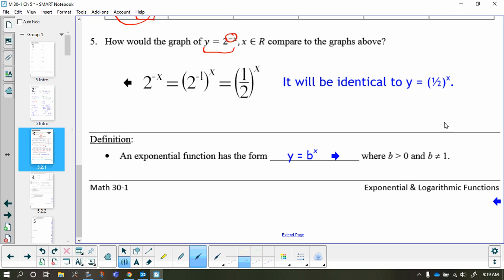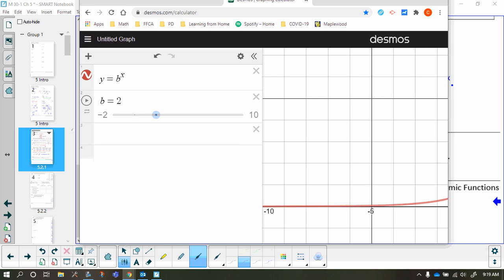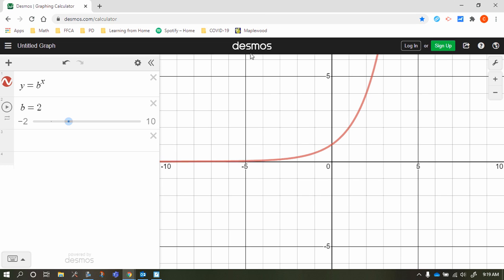Let's have a look at Desmos and see what Desmos shows us as we look at this function y equals b to the x. And here I've started with a b value of 2. So as I adjust my b value, well, first let me have it get bigger. You'll notice as that base gets bigger and bigger, my graph grows more quickly. So it gets steeper and steeper on the right side. And as that b value gets smaller, you'll see the graph grows more slowly until I get to a point where my b value would equal 1.